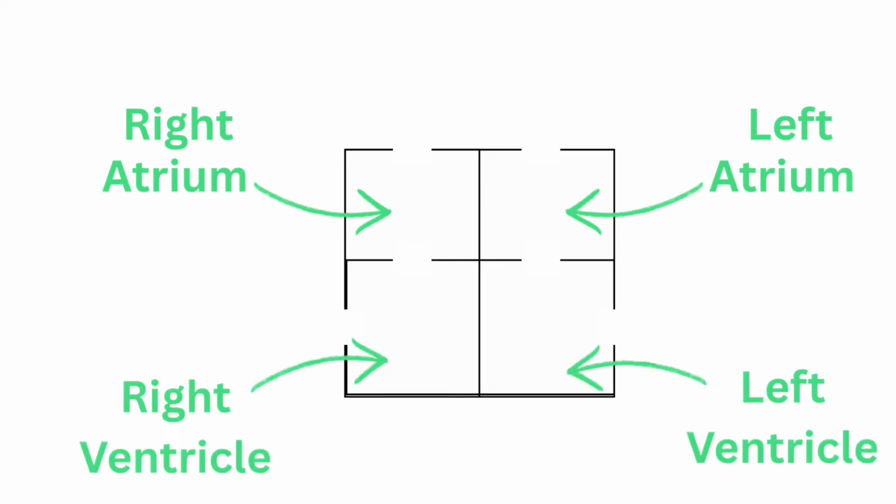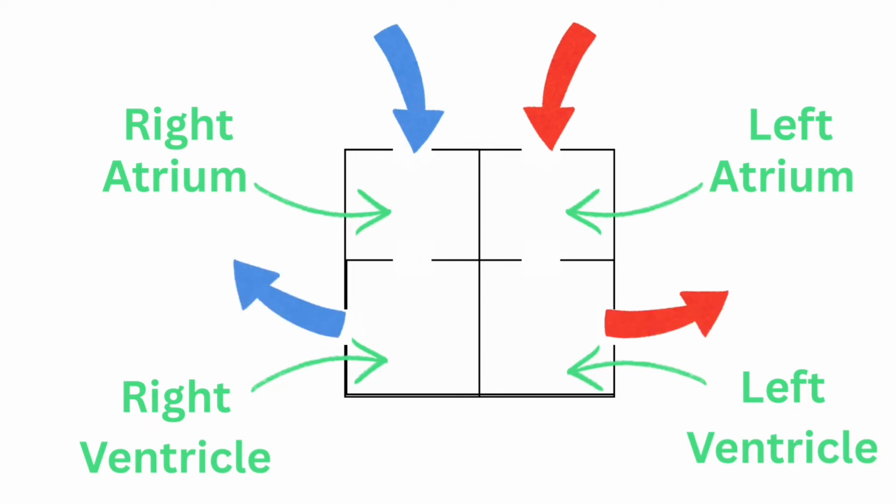The bottom 2 chambers of the heart are called the ventricles, and again we use the words right and left to distinguish between them. So on each side of the heart, the blood enters into the atrium. It then flows down into the ventricle and leaves through a hole in the wall.